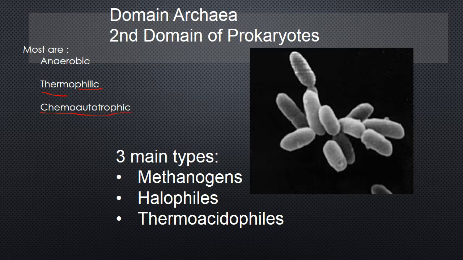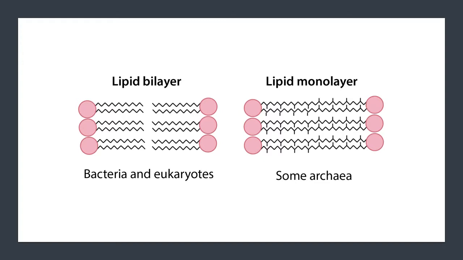And there are three different types of Archaea. A lot of times they're referred to as Archaea bacteria, so if I say that, that's why. But there are three main types: methanogens, halophiles, and thermoacidophiles. So let's talk about those. Oh, right. First I wanted to get to this. I totally forgot to say this.